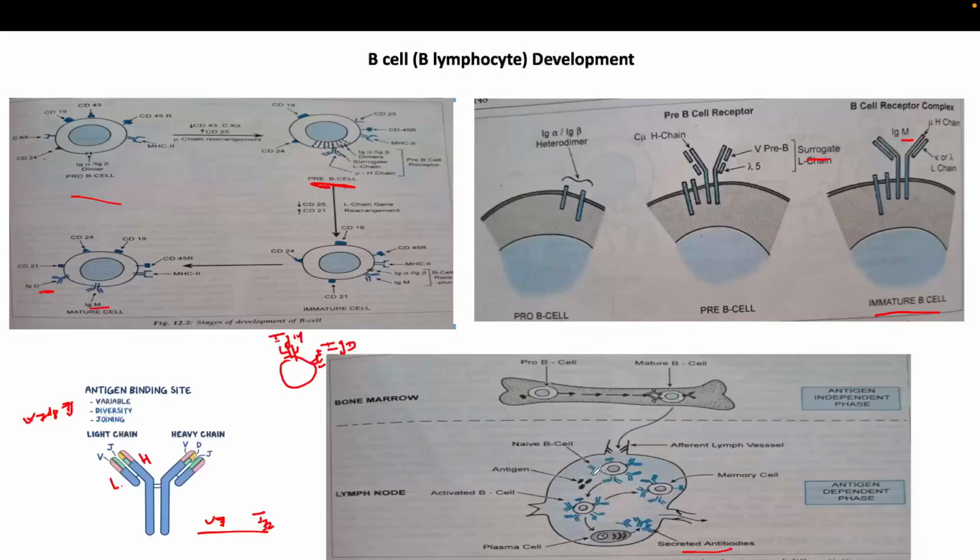encounter the antigen, and after encountering the antigen some part of this B cell will divide into plasma cells, and some part will divide into memory cells. Okay, and this plasma cell will give you the secreted antibody which is specific to this antigen, and it will neutralize this antigen to reduce the infection or to eradicate the infection. Okay, so this is the B cell development.